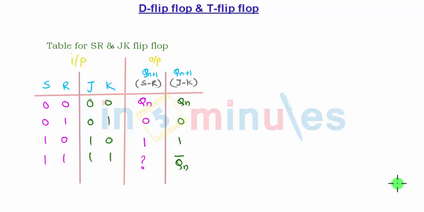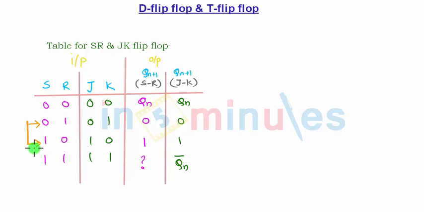But if you see carefully, for the middle two inputs for SR and JK, the combinations are 0 1 and 1 0. In both of the input cases, S and R are complementary to each other. When S is equal to 0, R is equal to 1. When S is equal to 1, R is equal to 0. Same case with the JK.